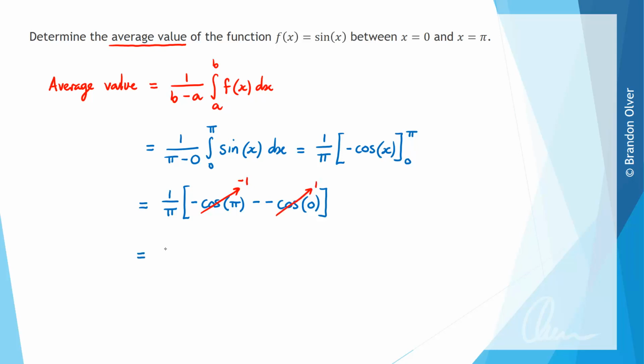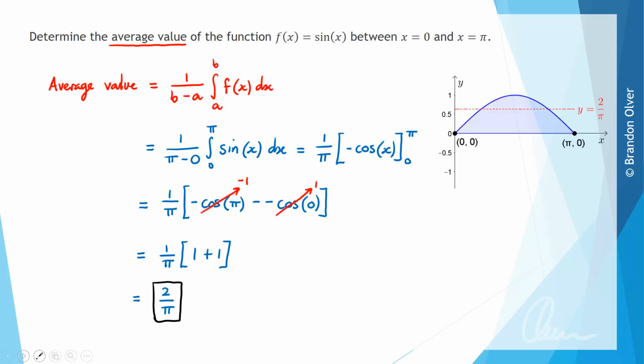So this is going to equal 1 divided by pi, multiplied by, we're going to have negative 1, which becomes positive 1, and then subtract negative 1 gives plus 1, and then that is simply equal to 1 divided by pi multiplied by 2, which is simply 2 over pi. So the average value of sine of x between 0 and pi is 2 divided by pi.